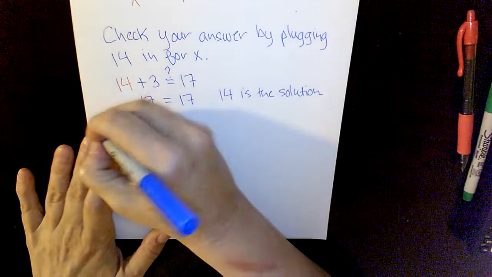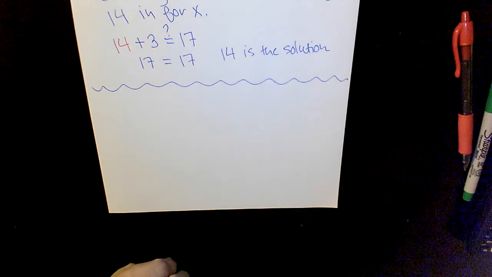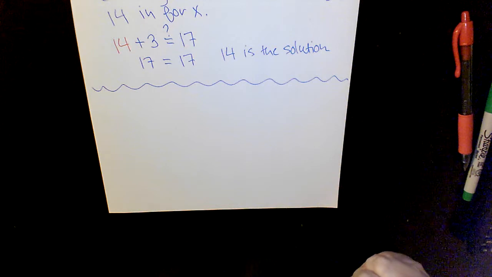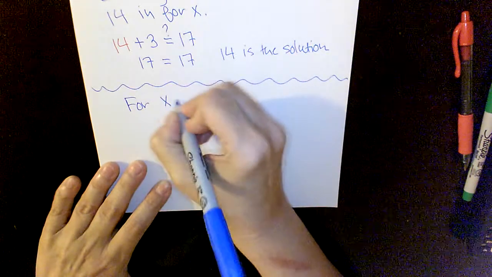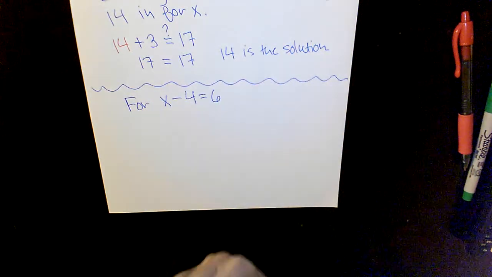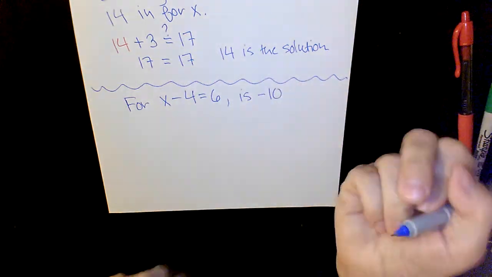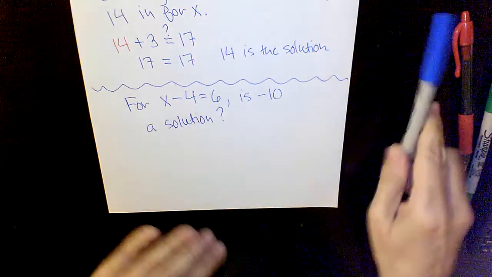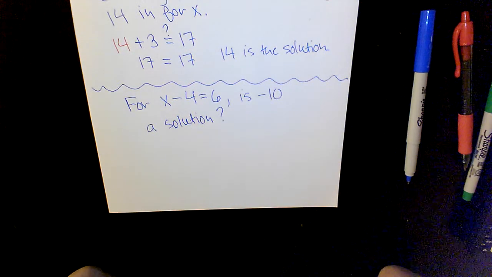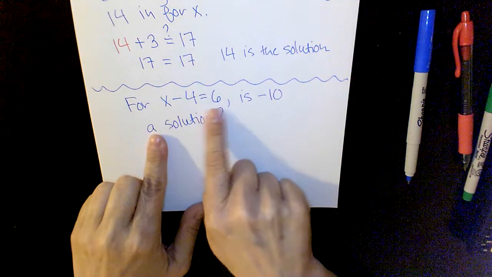So, for Hawks, this is 2.3 part A, they are going to give you an equation. So let's say they'll give you something that looks like this. So for x minus 4 equals 6, they'll say, is negative 10 a solution? And you will say yes or no, click on yes or click on no when you're doing your Hawks homework. So we want to know, is negative 10 a solution for x minus 4 equals 6?